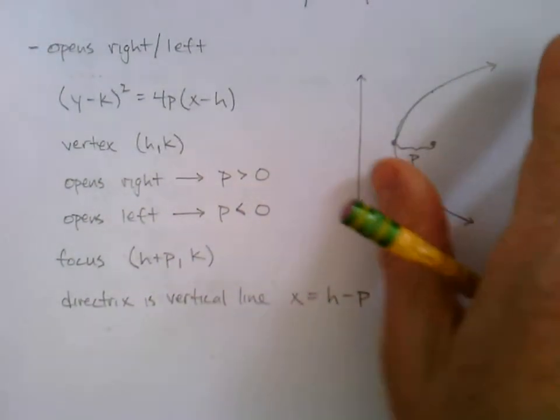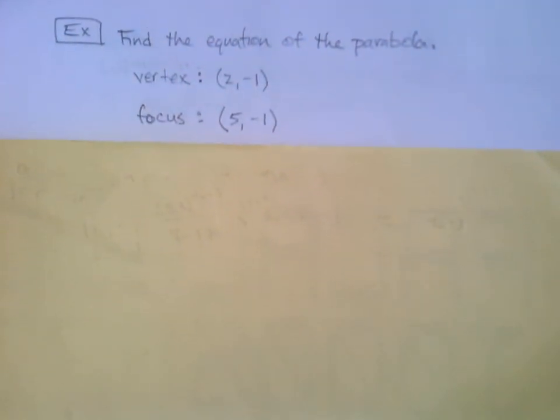All right, hey, let's get into an example, and just sticking with no calculus here. Find the equation of the parabola. The vertex we'll think of as the point (2, -1), and the focus they're telling us is the point (5, -1). Okay, so that's all we've got to go on. Can we get the equation of the parabola?